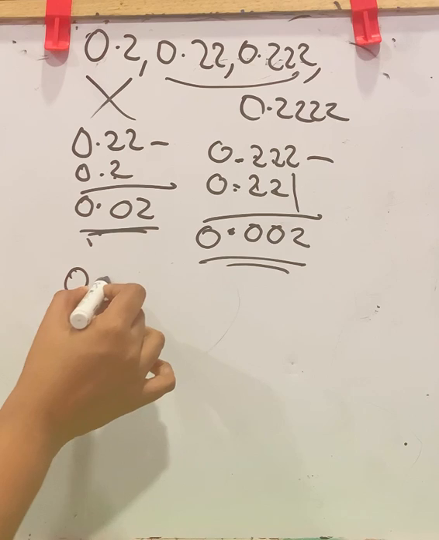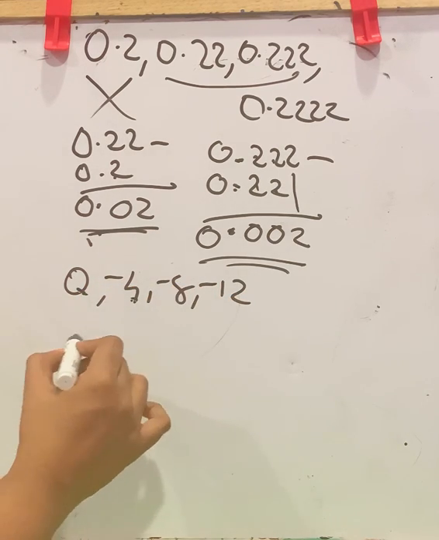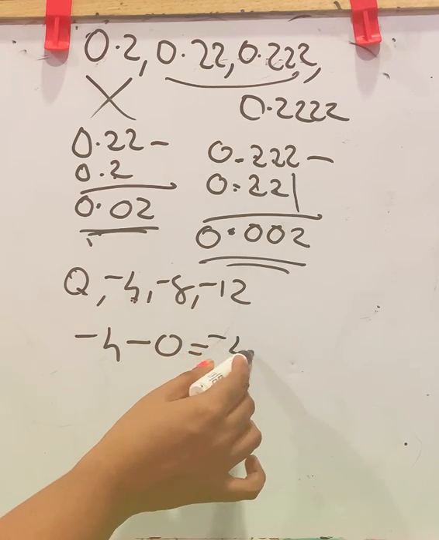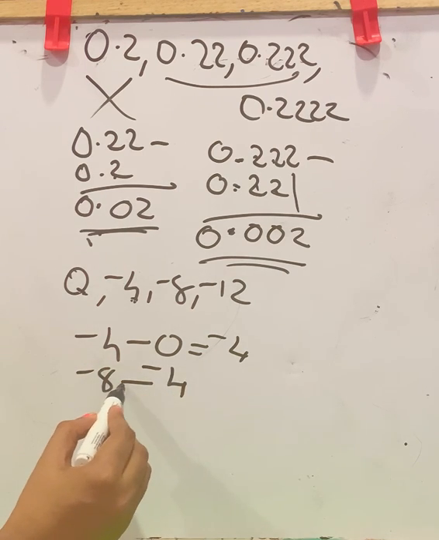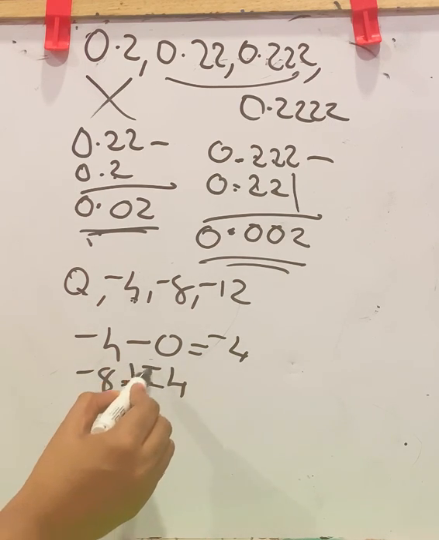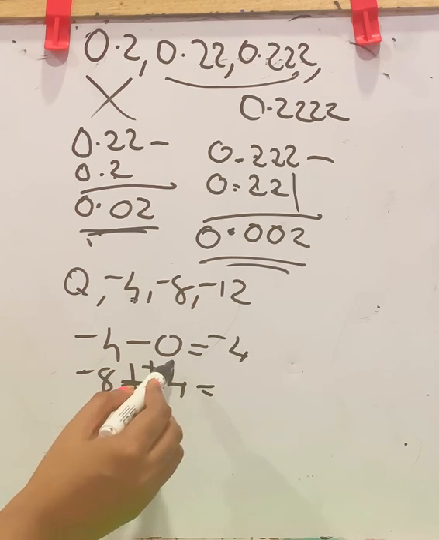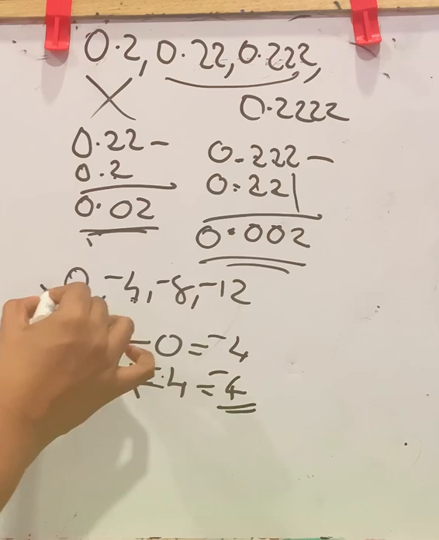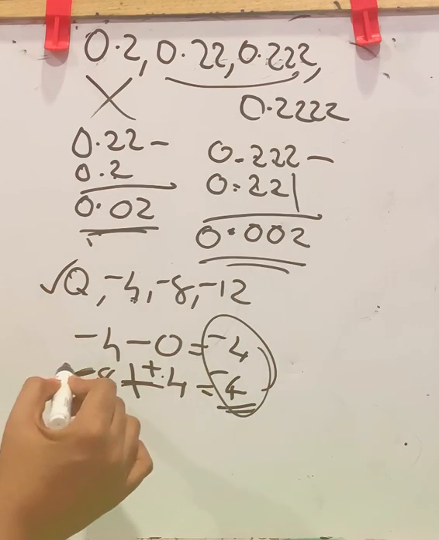Next, 0, minus 4, minus 8, minus 12. Minus 4 minus 0, the result will be minus 4. Next, minus 8 minus minus 4. This is subtraction, so you want to make it addition. Change the sign of the next number. Now, 1 is negative, 1 is positive. So, the smaller number is subtracted from the bigger number and put the sign of the bigger number. Yes, both the differences are the same. So, this is an AP. So, this is the common difference.